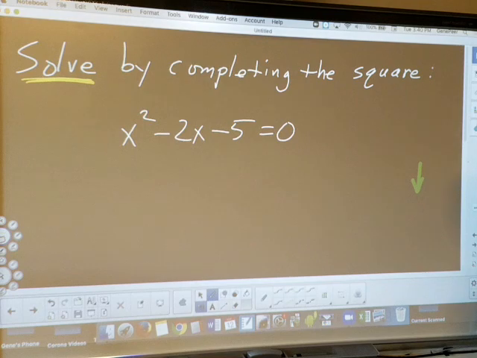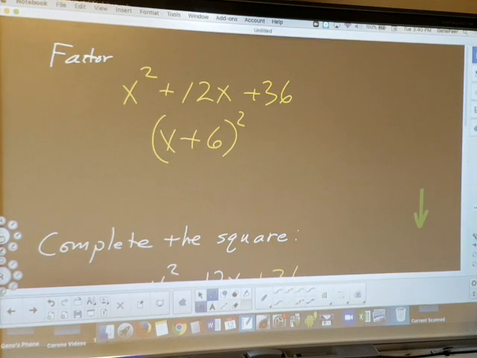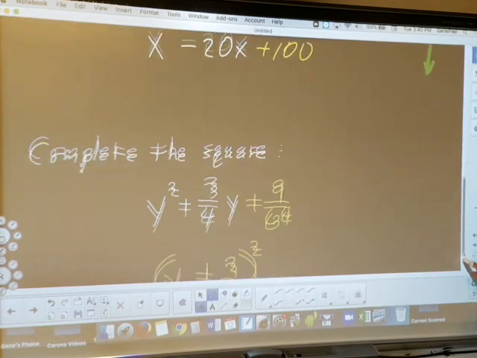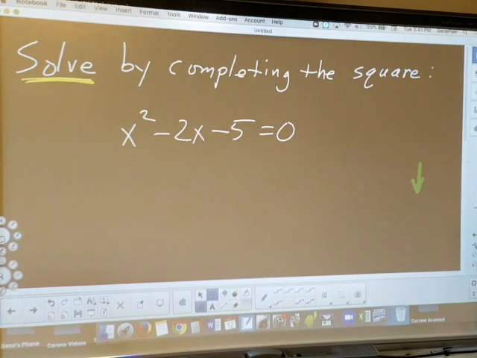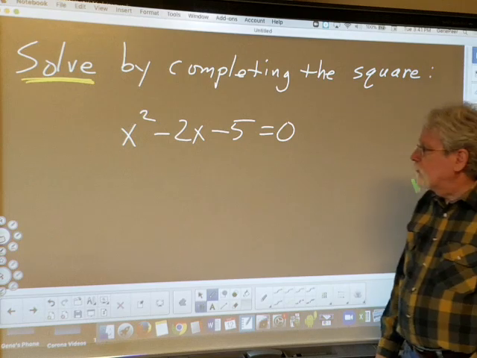By the way, did I have a note on that previous screen? Down here, perhaps, I forgot to read. No, there was no note. Okay, moving on. All right, so we're going to solve this thing by completing the square.